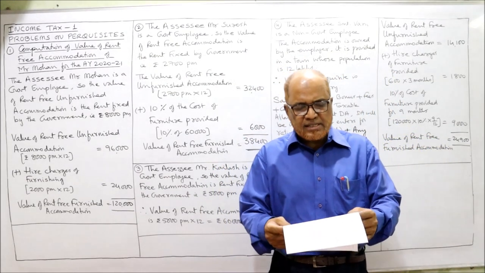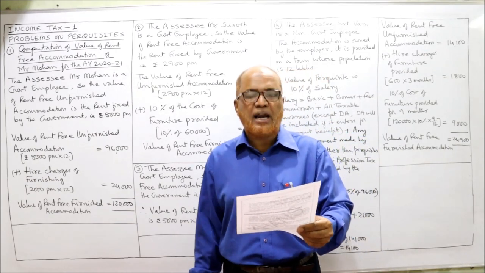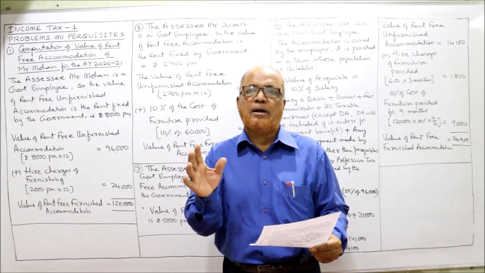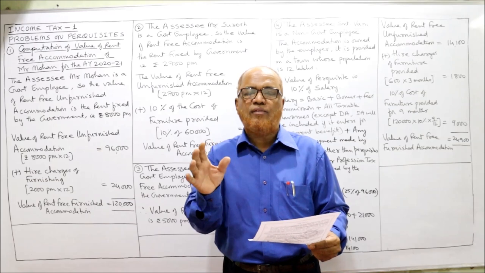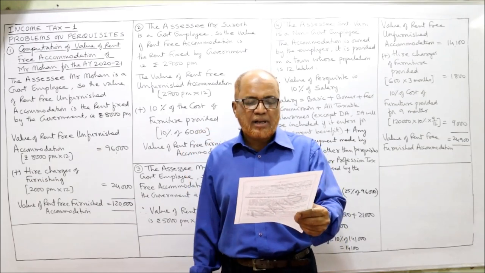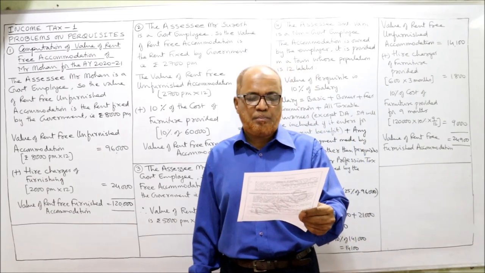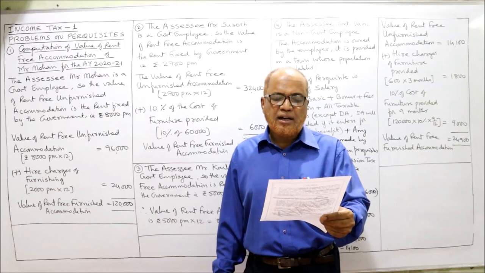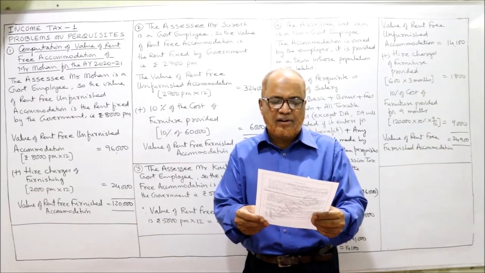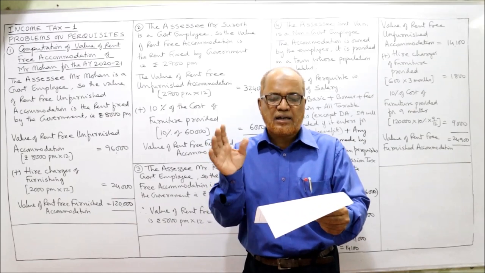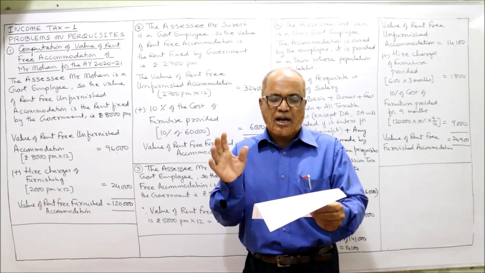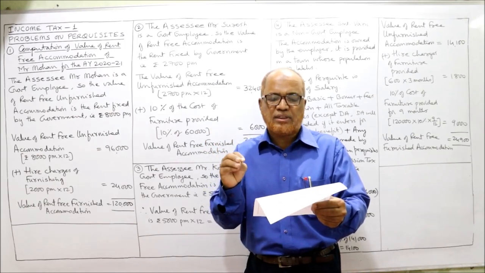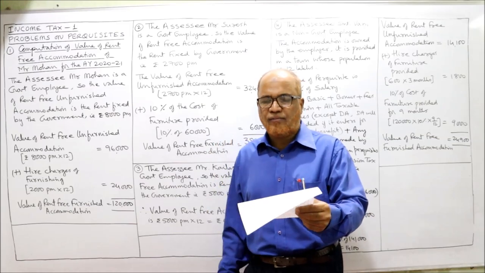Problem number three. Mr. Kailash is working in Indian Railways at Bangalore. Again, Indian Railways is a government department, so the employees of Indian Railways are government employees. His salary particulars are as follows. Basic pay 78,000 per annum. Children education allowance 2,000 per annum for his three children. Entertainment allowance 5,000 per annum. He is provided with rent-free accommodation with a municipal rental value of 4,800 per month, government rental value 5,000 per month, and fair rental value 7,500 per month. Compute the value of rent-free accommodation.